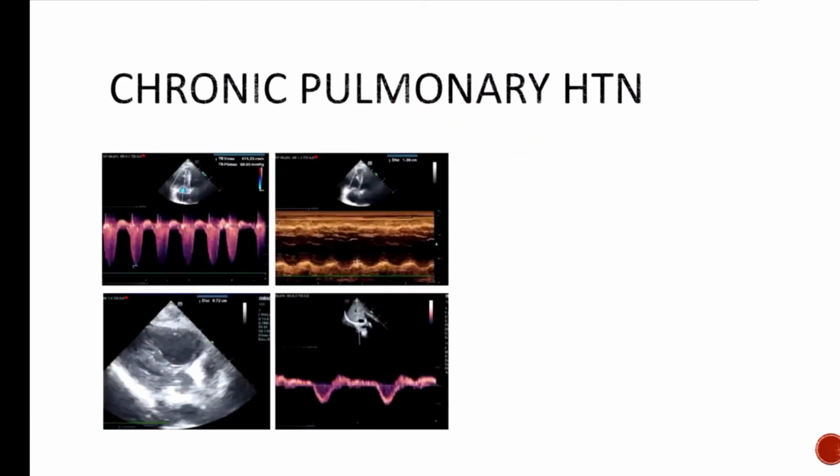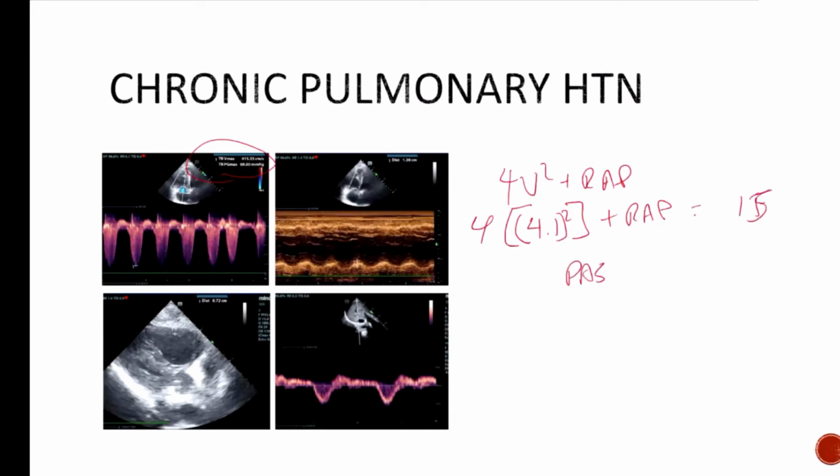So here we see a couple other findings that are really important. So if someone has, we don't even see the number here, your pressure gradient's around 60-ish. So 4V squared plus right atrial pressure. Our velocity appears to be about 4.1 meters per second, right? 4.1 squared times 4 plus our right atrial pressure, right? Let's say our right atrial pressure is 15. What's going to be our PA systolic pressure? Yeah, it's going to be high, right? It's going to be at least greater than 60, right?